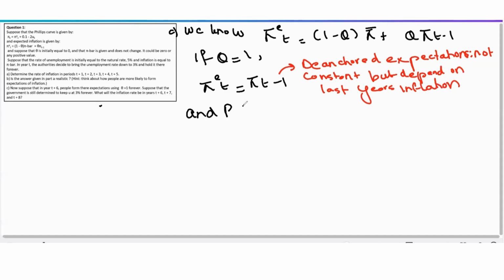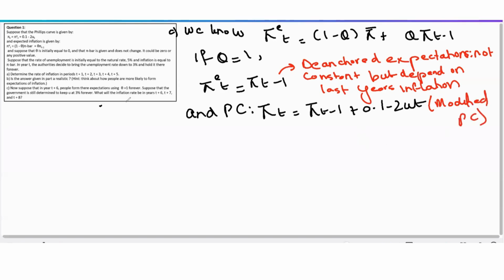And the Phillips curve equation is now given as pi t is equal to pi t minus 1, whereas initially we had pi bar, which was a constant, plus 0.1 minus 2 u t. This is the modified Phillips curve, which is the trade-off between the change in inflation and unemployment. This is what we need to understand.